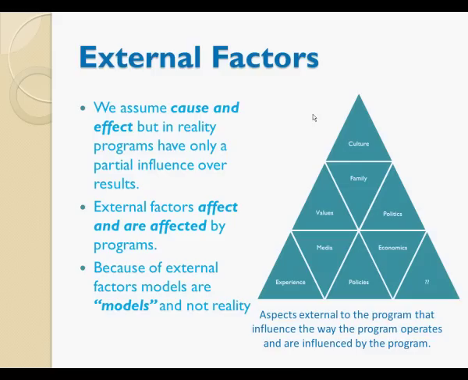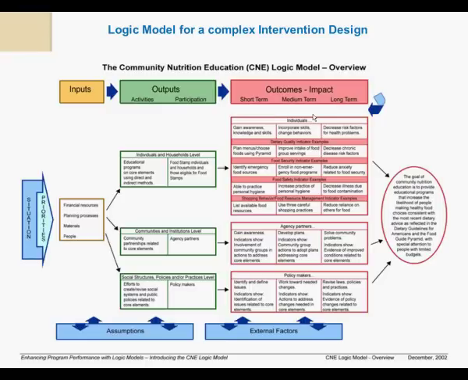And finally, we need to also look at external factors. External factors are anything that affects or is affected by our program. So in other words, the program environment. They can be attitudes, society changes, they can be government policy, they can be economic shifts, any factor that can influence how successful or unsuccessful our program is going to be. Thinking about some of these external factors in advance and specifying them will help us to improve the logic or the change theory that we use to develop our program and allow us to design a more effective program.